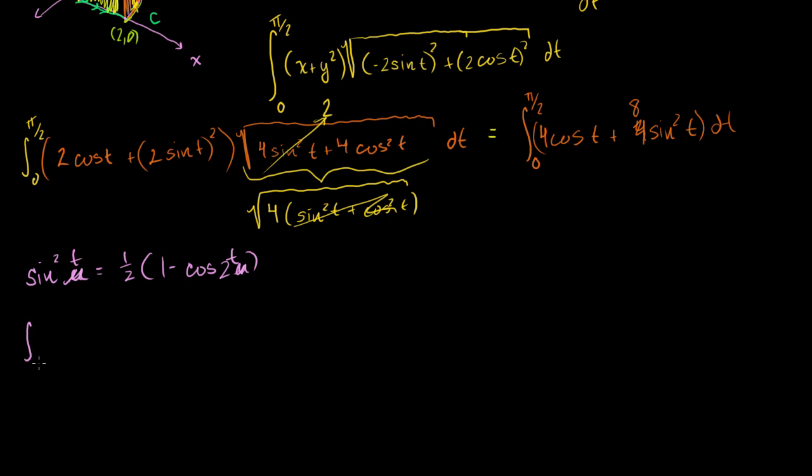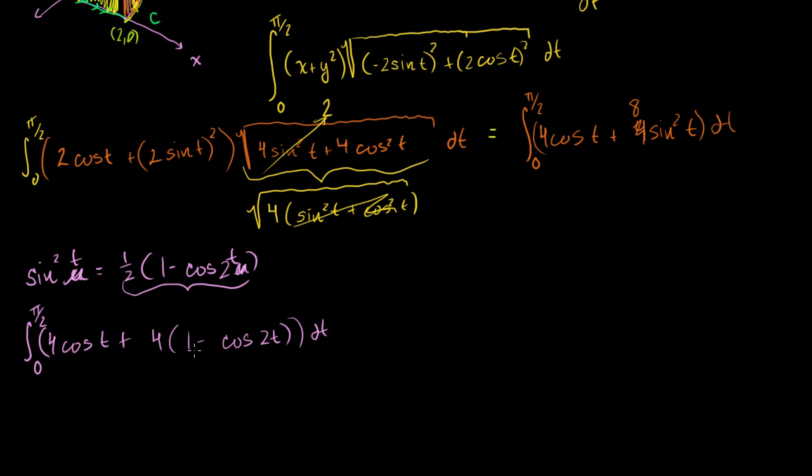So we get the integral from 0 to pi over 2. And actually, I could break it up, but I won't. 4 cosine of t, plus 8 times this thing. This is the same thing as sine squared of t. So 8 times this, 8 times 1/2 is 4. 4 times 1 minus cosine of 2t. Just use a little trig identity there. And all of that dt.